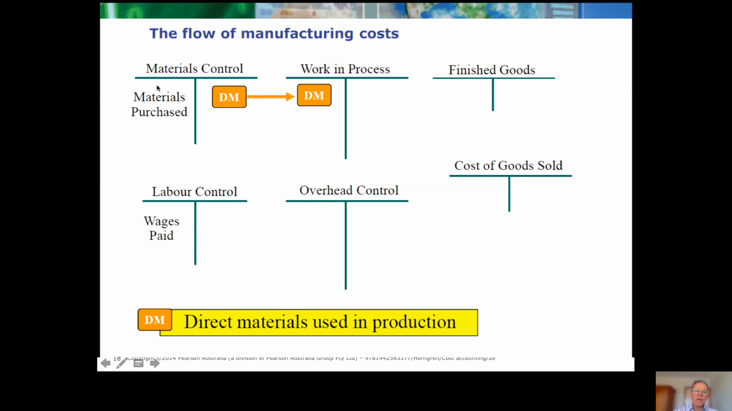So remember, whatever's on hand here at the end of the day, this is a stock account. The balance on hand will be in the balance sheet. Same with this one. It's a stock that will end up, the value on hand at the end will be in the balance sheet, and the same with finished goods stock in the balance sheet. 3 assets there to track.